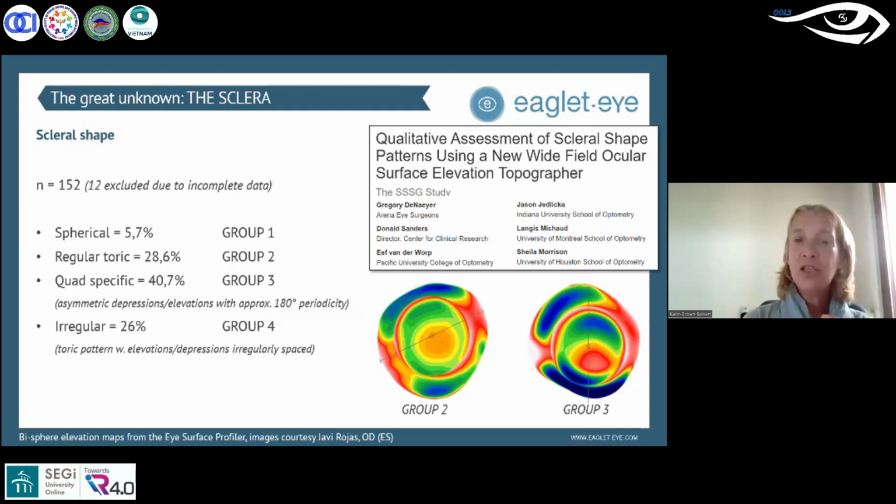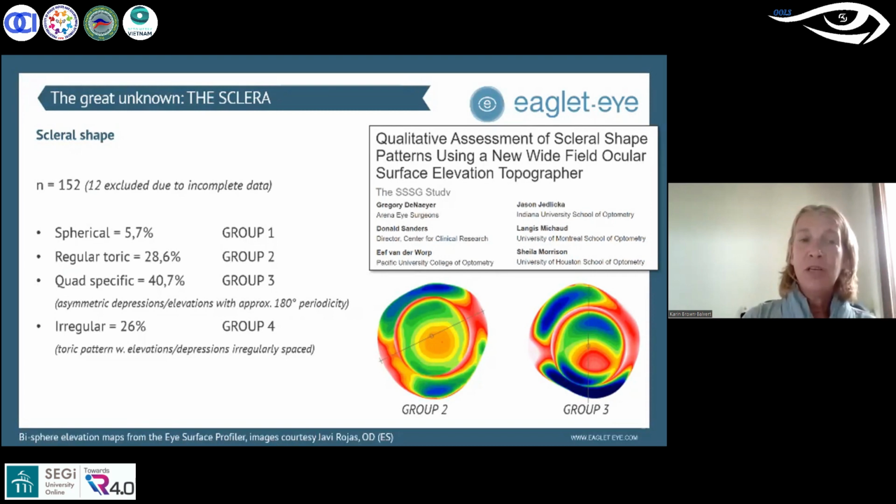40.7%. Irregular, so we're thinking of something like a toric pattern with elevations, depressions, irregularly spaced. So perhaps something like a pinguecula or a pterygium. Of course, we've got a lot more incidences of that as well. And if you were to fit something like a scleral lens, it's super important to know exactly what's going on on the sclera.